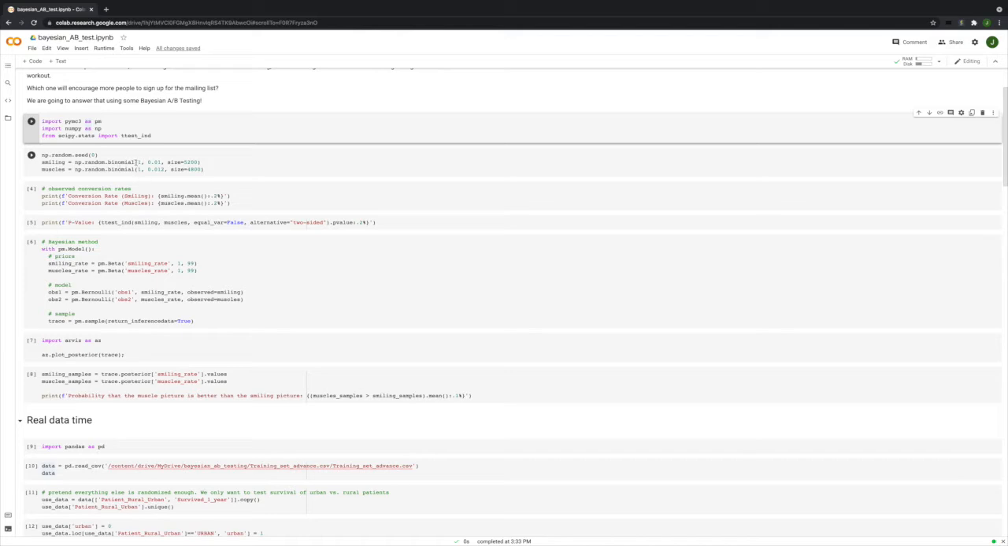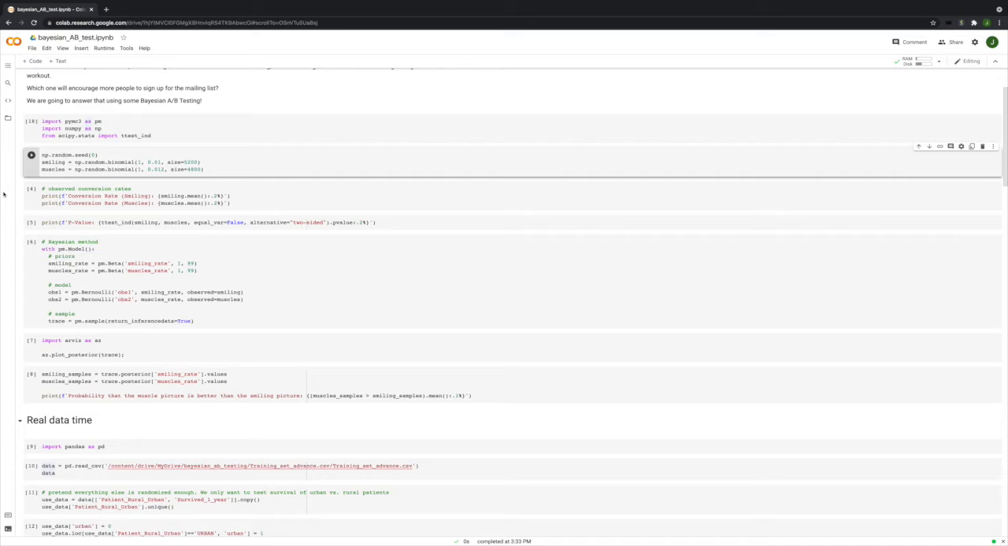We've got a binomial draw, and the probability of success, the probability that someone signs up seeing the smiling picture, is going to be 1%. Probability of someone signing up seeing the muscle picture is going to be 1.2%. So we know, because we're making this up as we go, that the muscle picture is slightly better, and we want a hypothesis test to tell us that. So let's see what the actual conversion rates were that we got from our random sample.